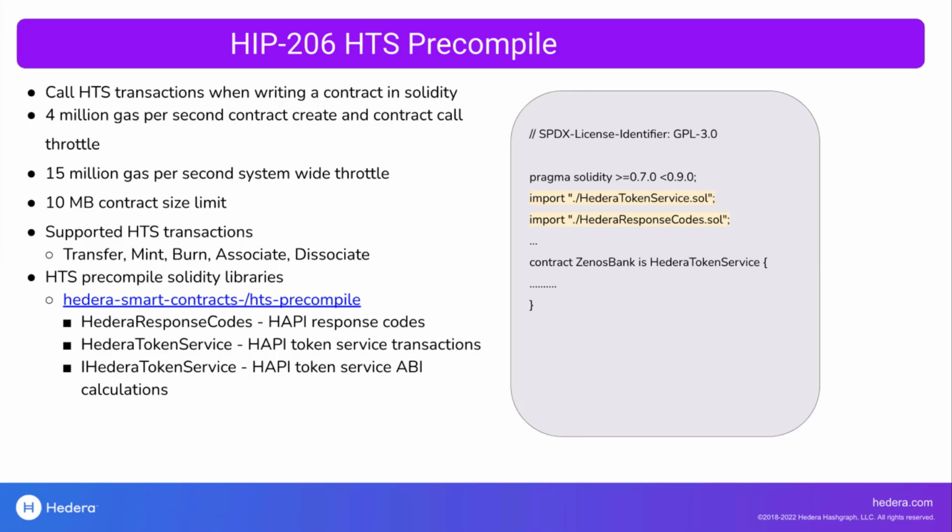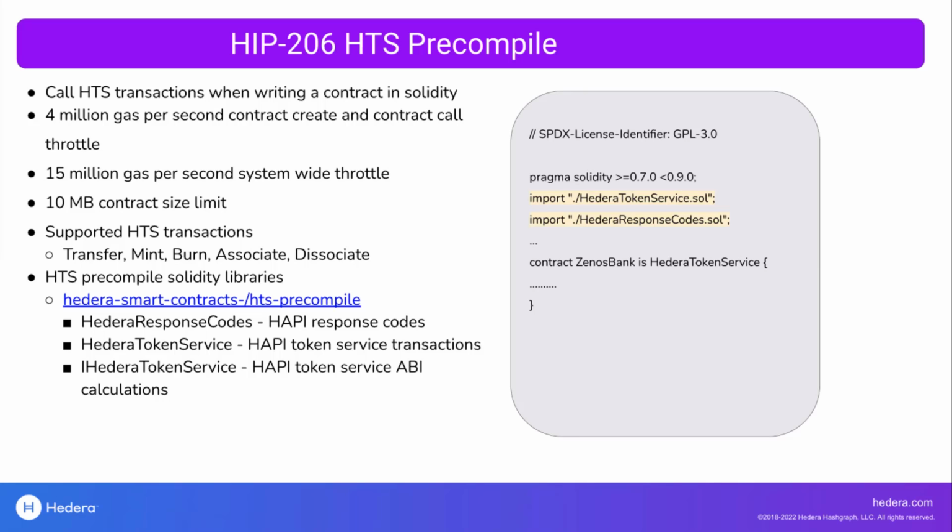As well as in this release, we increased some of our gas limits. So we have a 15 million gas per second system-wide throttle. We have a 4 million gas per second throttle on our ContractCreate and ContractCall transactions. And we also have increased the contract size limit to 10 megabytes.